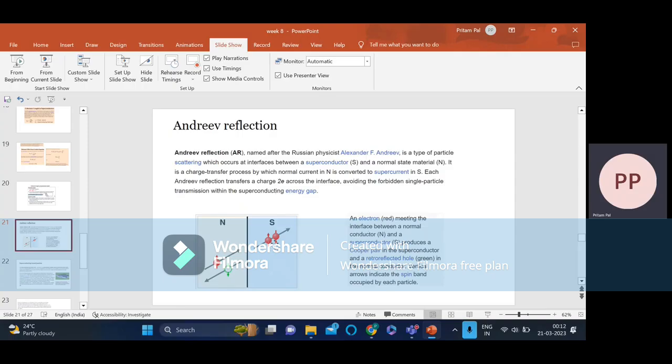You can see an electron denoted by red color. An electron meeting the interface between a normal conductor and a superconductor produces a Cooper pair in the superconductor and a retroreflected hole in the normal conductor, right? So it is basically conservation of spin and conservation of charge. That is why a hole is generated in the normal conductor, and in the superconductor region a Cooper pair is formed. This is Andreev reflection.